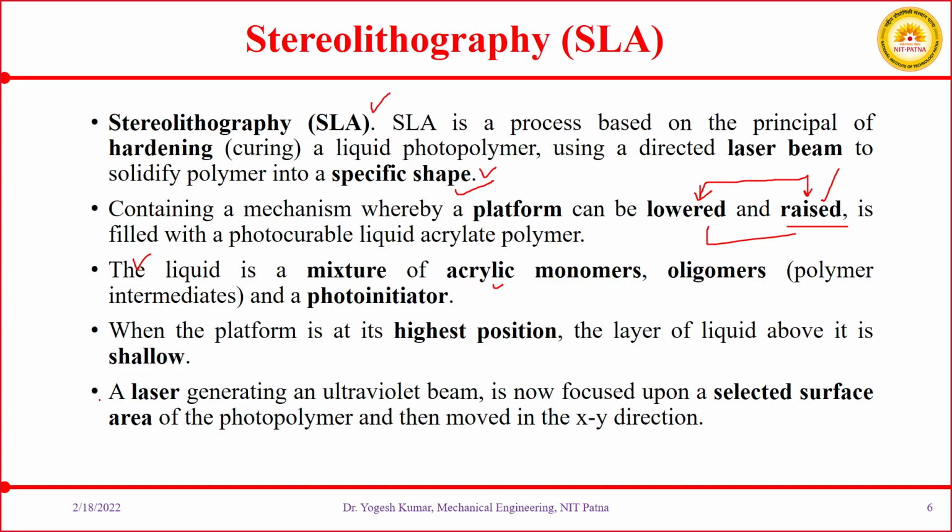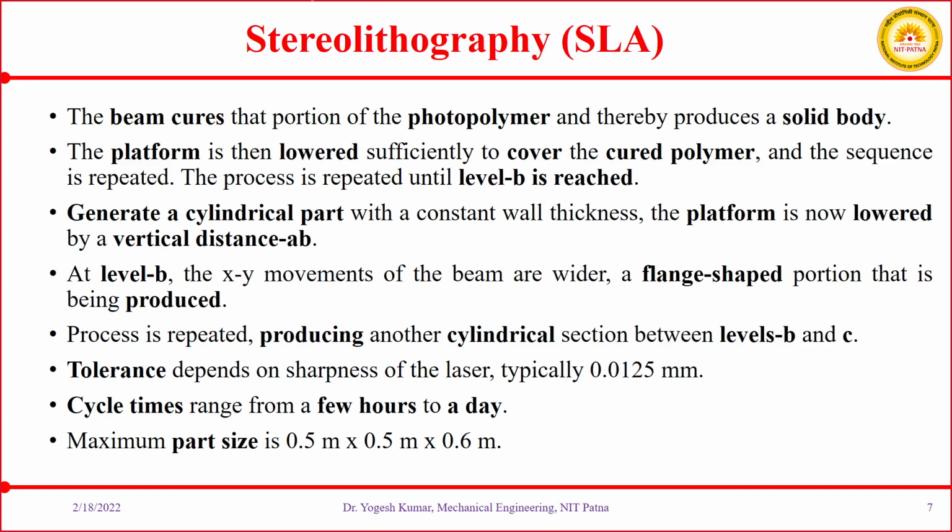As soon as the ultraviolet beam is focused on the selected surface of your photopolymer and moved in the XY direction, it is getting solidified, or you can say the beam is curing the area wherever it is moving on the photopolymer. The platform is then lowered. We are talking about the mechanism where we are lowering the platform.